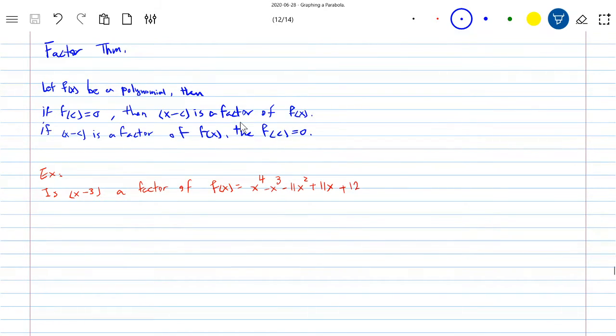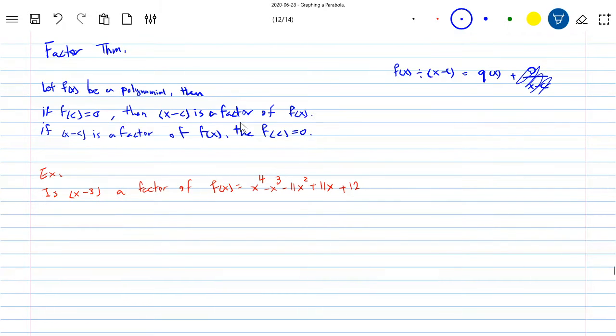So what is the factor theorem? Let's assume f is a polynomial. Then if f of x divided by x minus c is another polynomial q of x with zero remainder, then what we say is there is no remainder. So therefore, x minus c is a factor of f of x. So we say x minus c is a factor of f of x if there is no remainder.